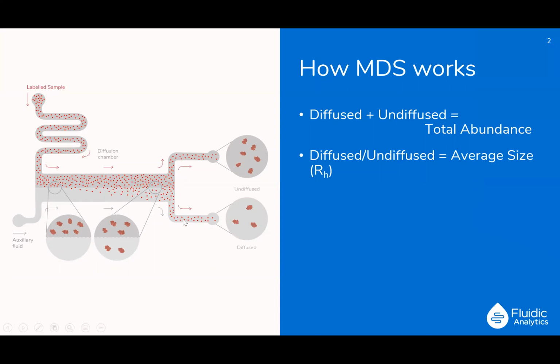To do this, we split the streams at the end into two, into the diffused and undiffused portions, and the ratio of the fluorescence signal of the diffused and undiffused gives us a size, and the sum gives us a total abundance as well.